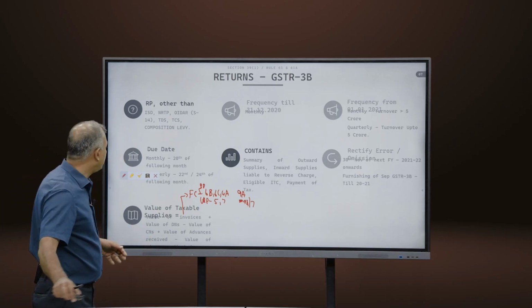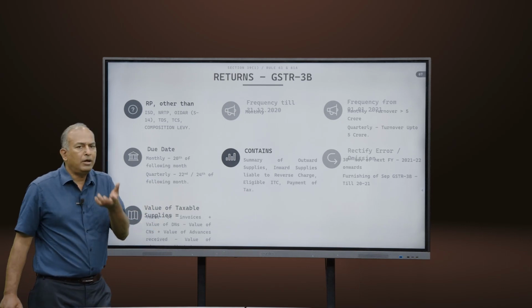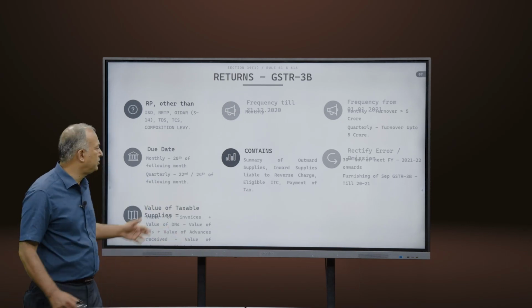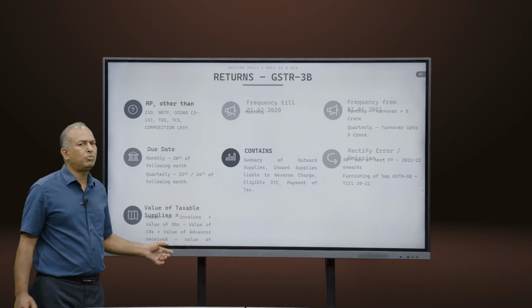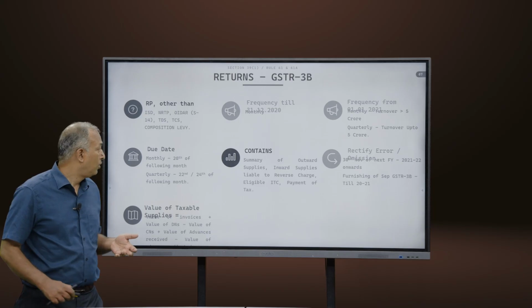Now, this is what it would be if you were to translate it from the tables in the R1. I'm just trying to give you that understanding. We'll talk about this when we look at the actual table that is there in the R3B. Okay.